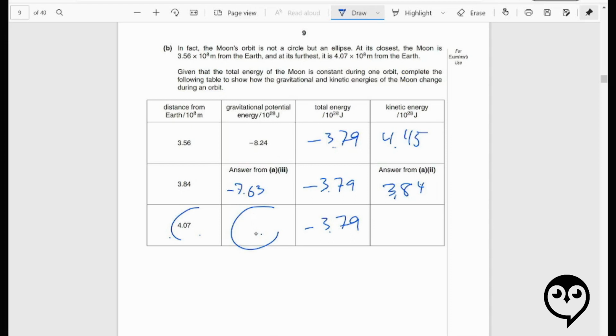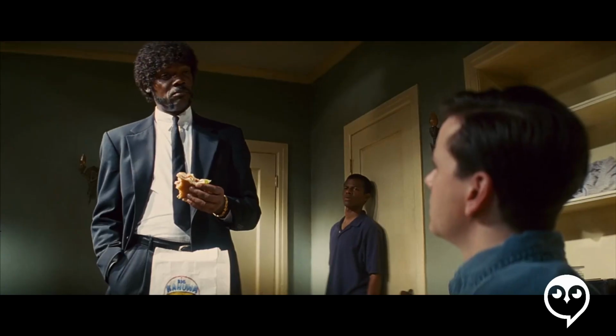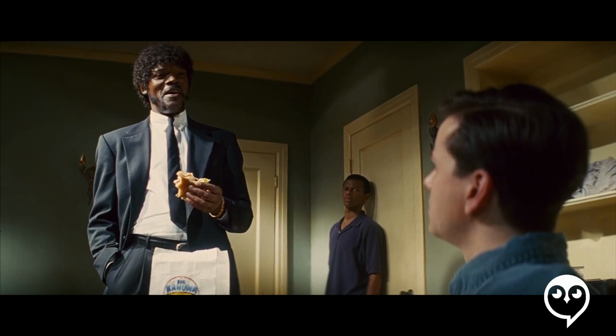So how are we going to calculate that? Well, I know that the energy is equal to GMm over r. If I bring this up to be ER, as in energy times radius, and everything else is constant, that means I can say E1R1 equals E2R2. And if I want to find out what that second energy E2 is, that's going to be E1, this initial gravitational potential energy, times a ratio of R1 over R2.